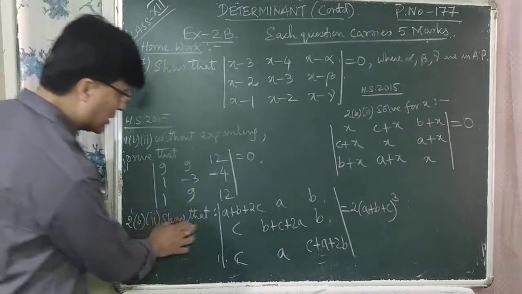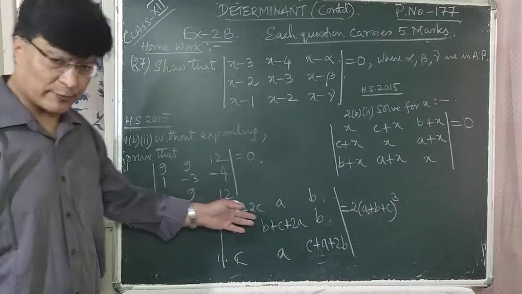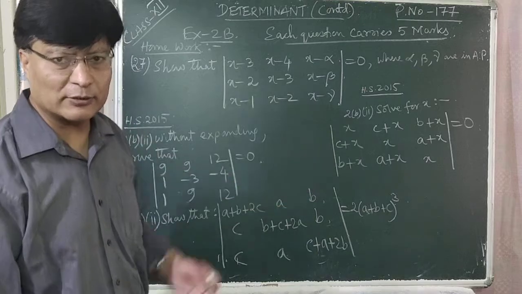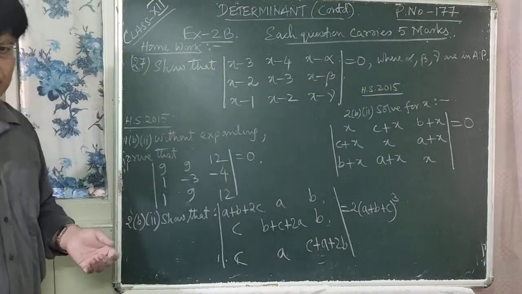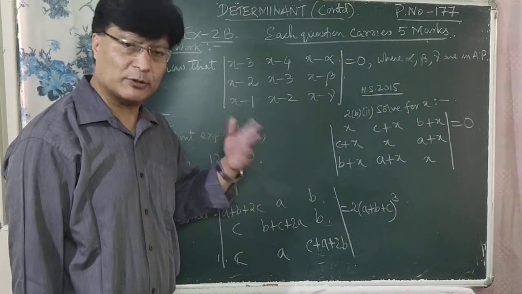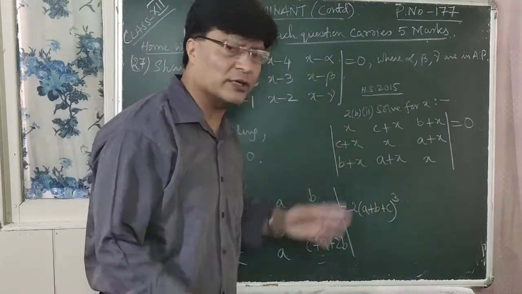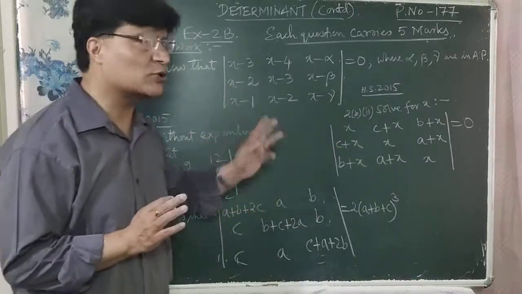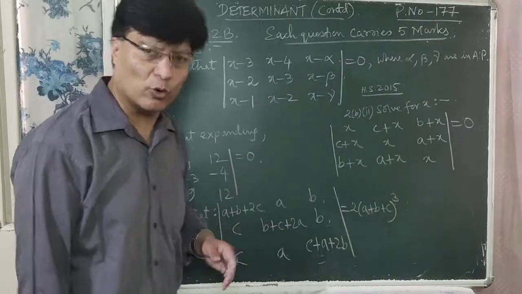Okay. You have to show that this determinant is equal to 2 into A plus B plus C whole cube. This question is from the book. We have done it. So again revise it. Prove LHS is equal to RHS. Now 2B number 2. You have to solve for X. That means you have to solve it and get the value for X. We have already done this type of problem because this question is from the book. Again you revise it once again because this is quite a complicated or difficult problem. Again you can do it at home.